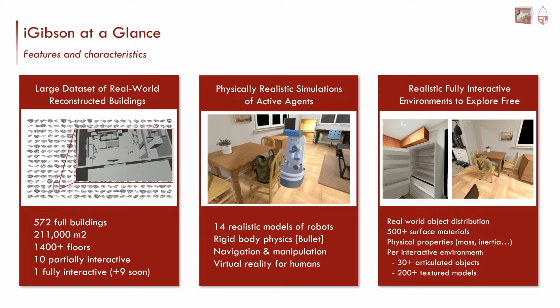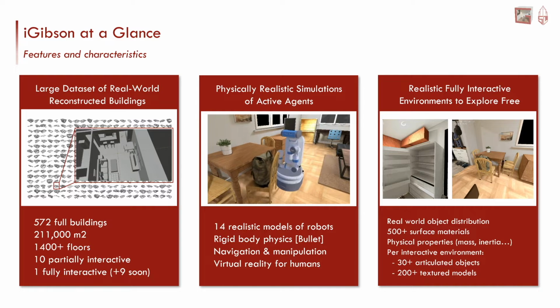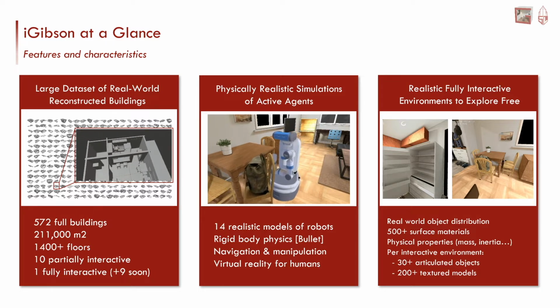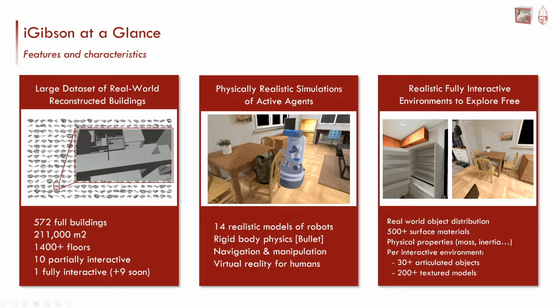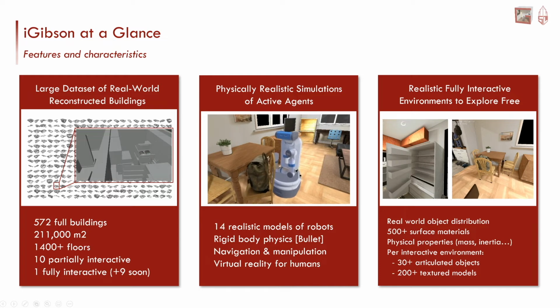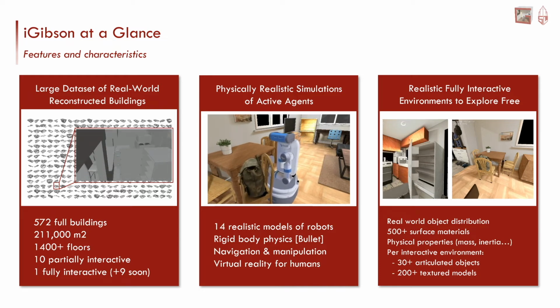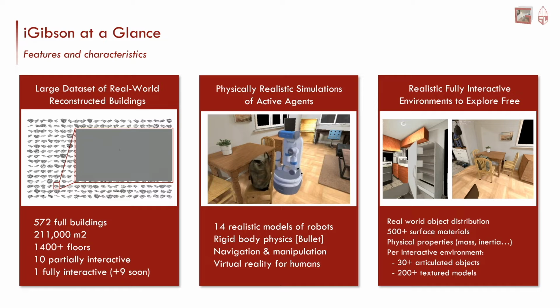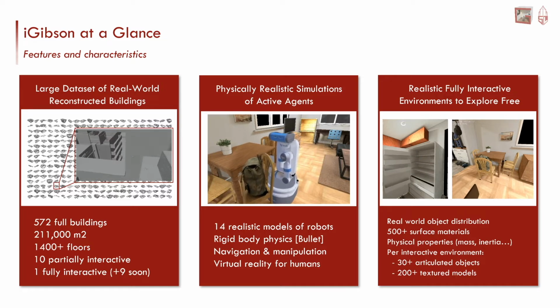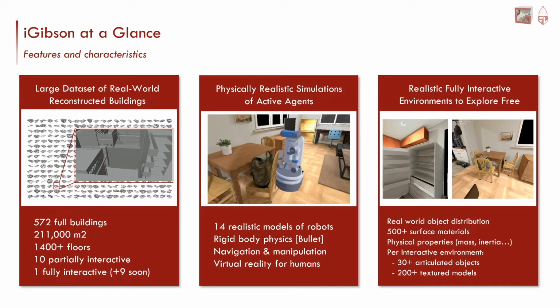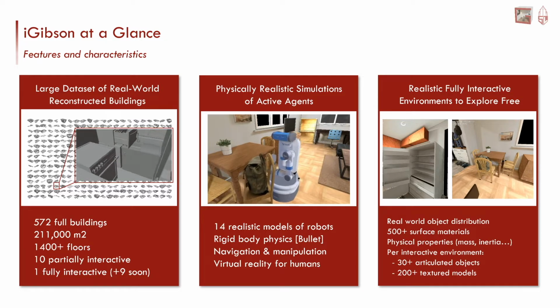Secondly, iGibson provides physically realistic simulations of active agents. We have 14 types of active agents. Some of them correspond to real robots. Thirdly, this is very much work in progress. We want to simulate realistically fully interactive environments where you can interact with any object in the scene. So we want it to follow the real world distribution and also the material properties and physics properties. We also want those to be realistic.